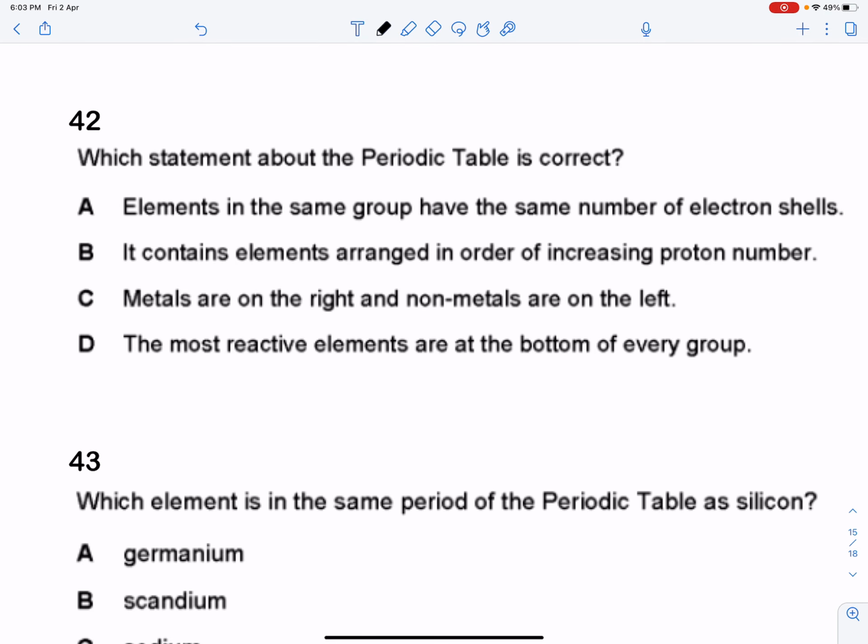Which statement about the periodic table is correct? Elements in the same group have the same number of electron shells. No, elements in the same period have the same number of electron shells. It contains elements that are arranged in order of increasing proton number. Yes, it does. Metals are on the right and non-metals are on the left. No, the other way around. The most reactive elements are at the bottom of every group. Not true. They're at the bottom of group 1, but the most reactive are at the top of group 7. The answer must be B.